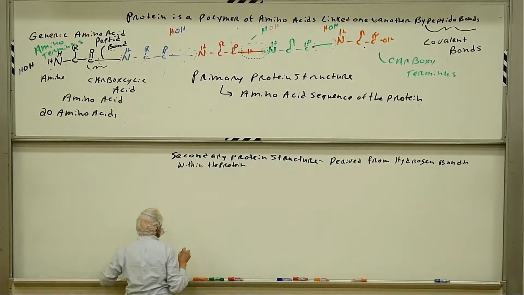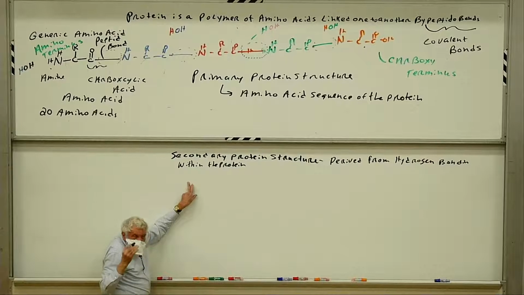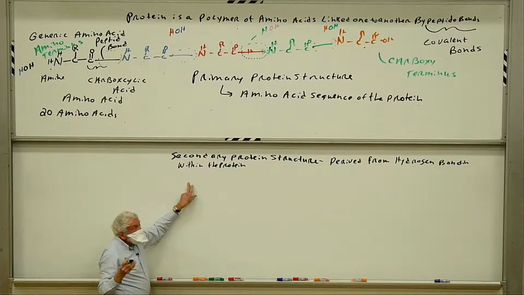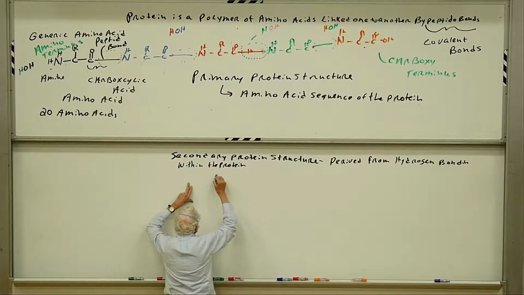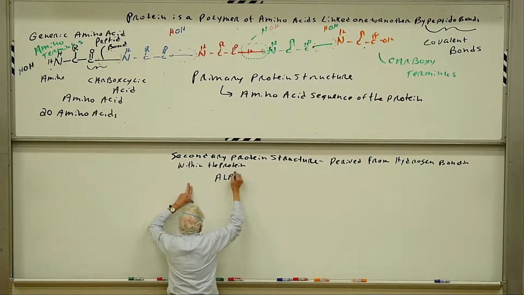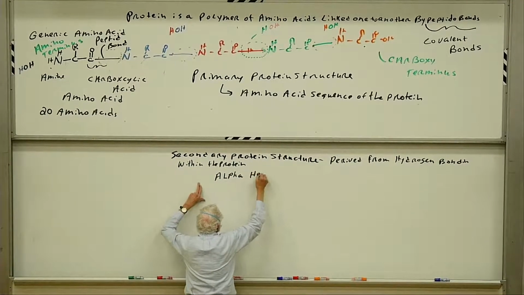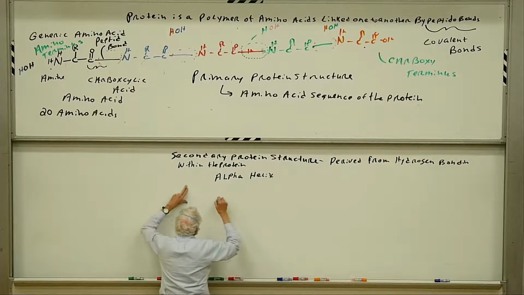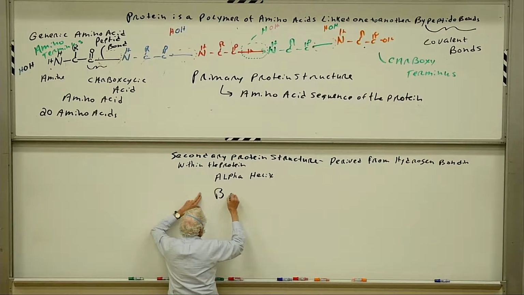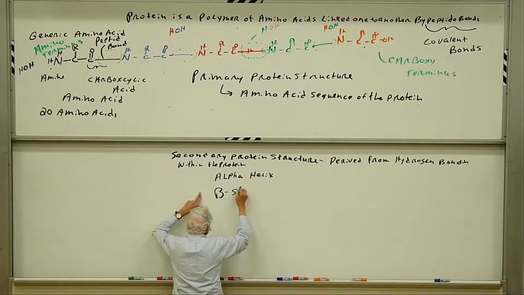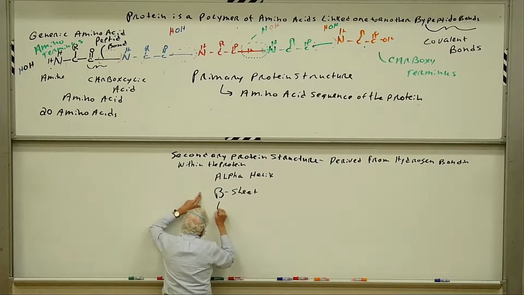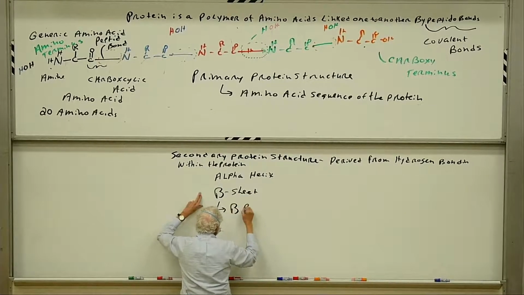And that hydrogen bonding within the protein comes in two generalized types. The first type is said to be the alpha helix. And the second type is said to be the beta. Sometimes you see this as a beta sheet. More often, you'll see it referred to as the beta pleated sheet.